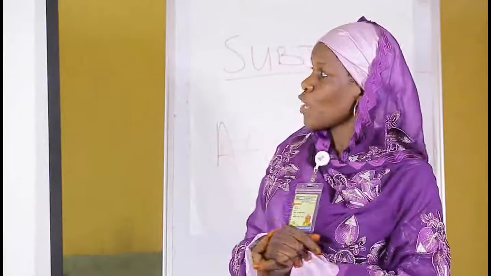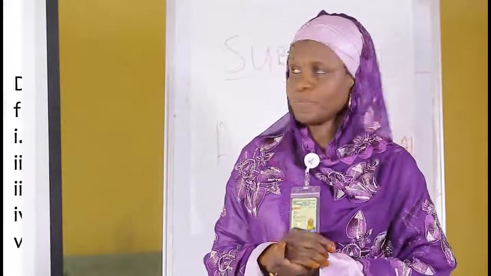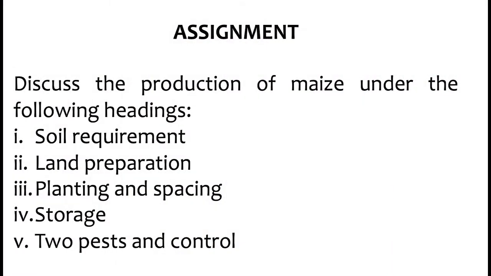My dear learners, before I go, I will leave you with this assignment. Discuss the production of maize under the following headings. Number 1, soil requirements. 2, land preparation. 3, planting and spacing. 4, storage. And 5, pests and control of maize.